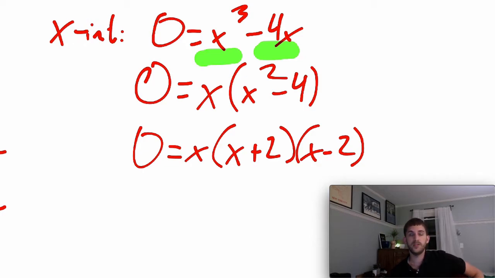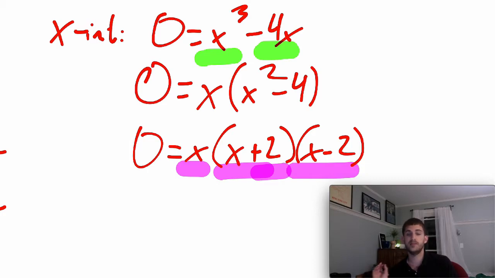Now, thinking about this thing, there's something called the zero product property. What that means is we've got three pieces here: that piece, that piece, that piece. The product means they're being multiplied by each other. So we have three things, x, x plus 2, x minus 2. They're being multiplied by each other.